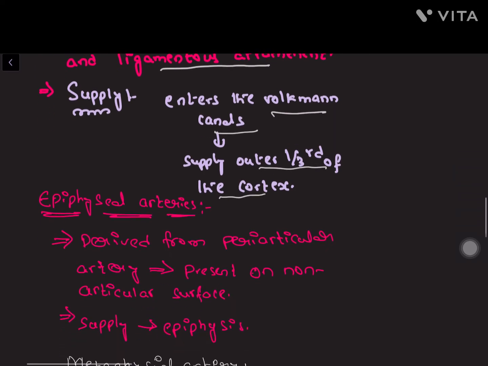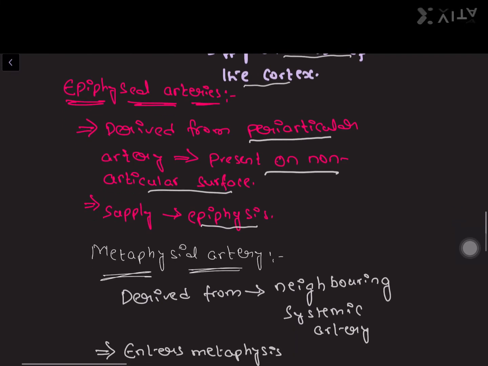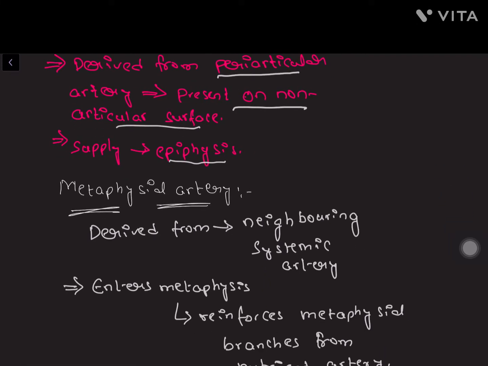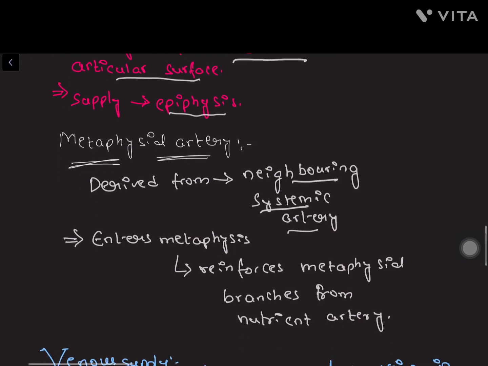Next, epiphyseal arteries. Epiphyseal arteries are derived from periarticular arteries. Articular means joint, periarticular means on the side of the joints. So these are present on the non-articular surface, and they supply the epiphysis. Next are metaphyseal arteries. These are derived from neighboring systemic arteries. They enter the metaphysis, which is already supplied by metaphyseal branches of the nutrient artery, so the metaphyseal artery reinforces those branches. Okay, this is the arterial supply.